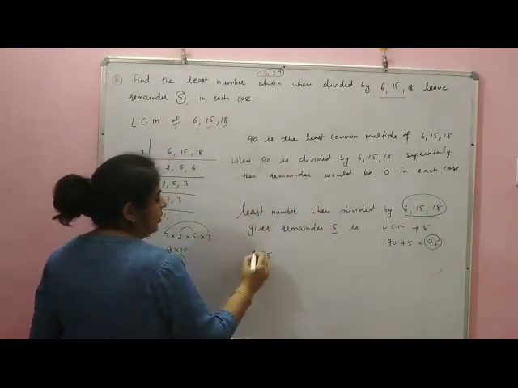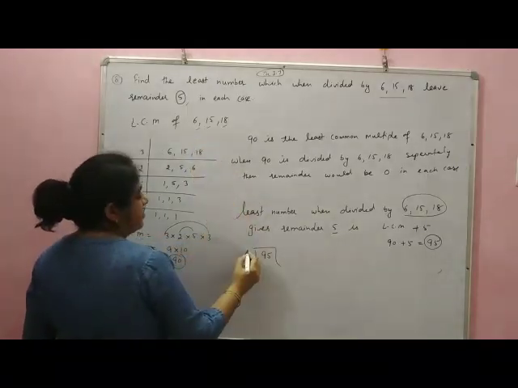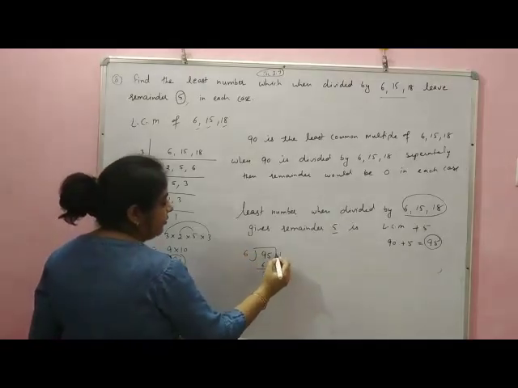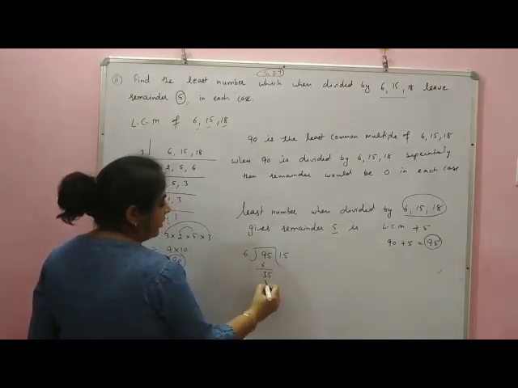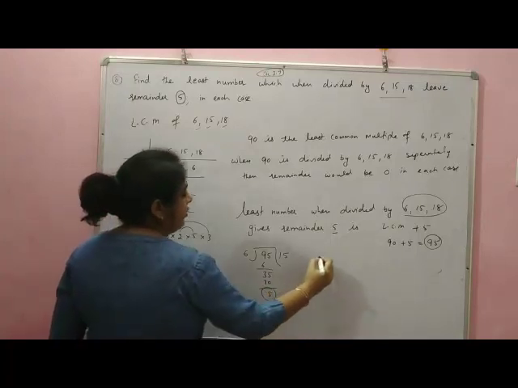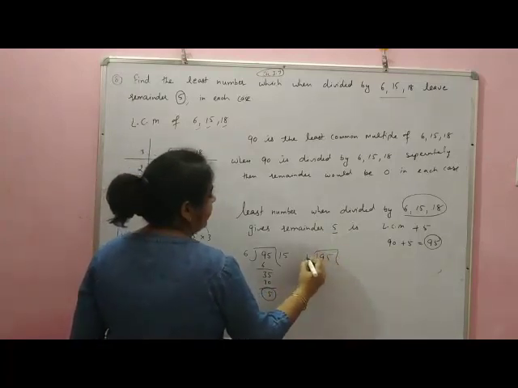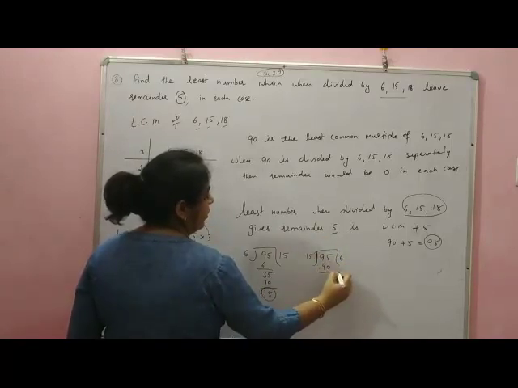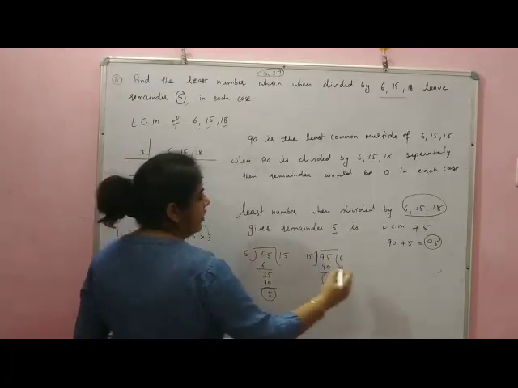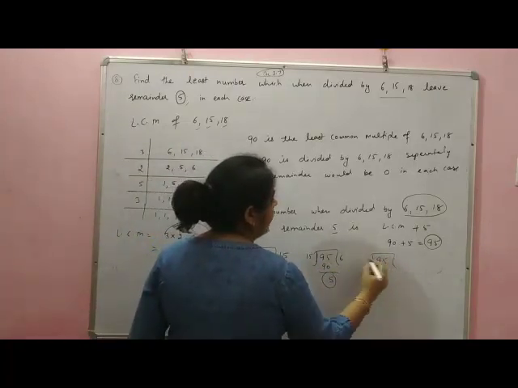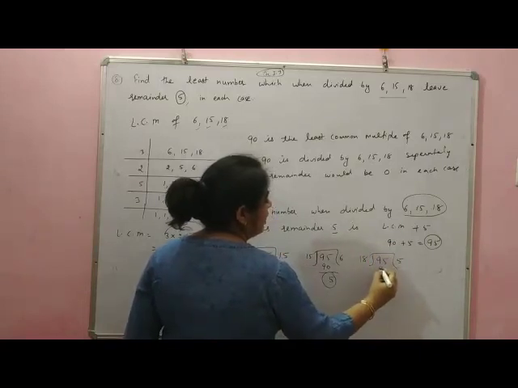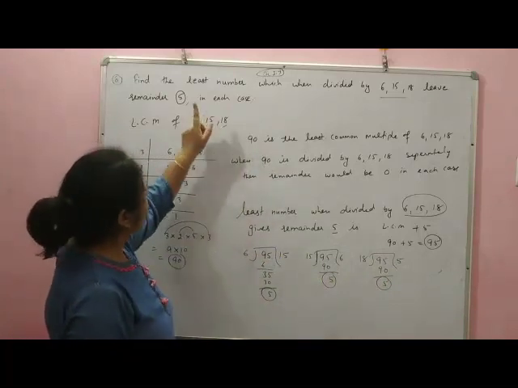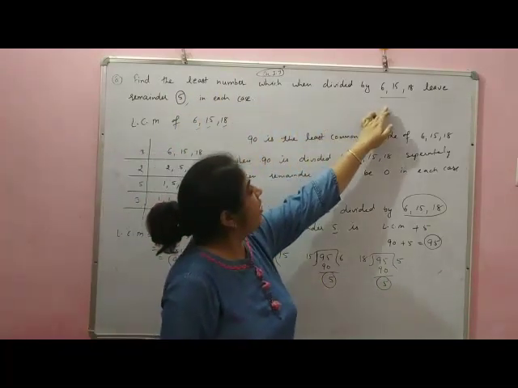Now you may observe: 95 divided by 6. 6 ones are 6, 6 fifteens... 6 times 15 is 90. What is the remainder? 5. When 95 is divided by 15, 15 sixes are 90. What would the remainder be here? 5. When 95 is divided by 18, 18 fives are 90. What is the remainder? 5.